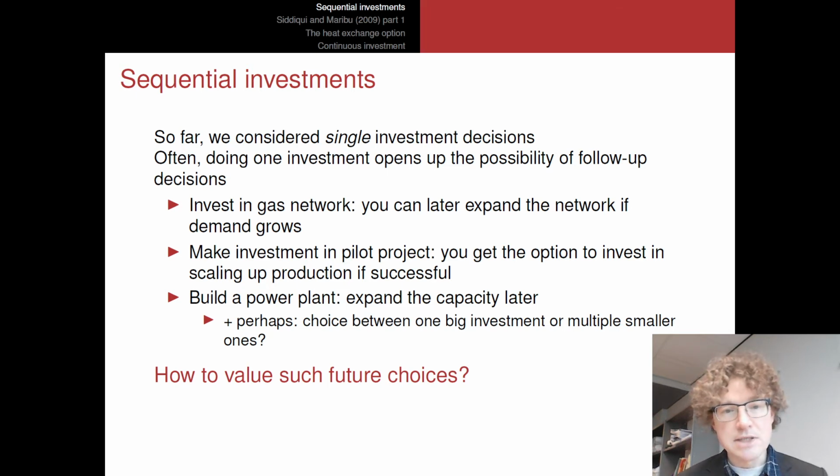And the idea is that we want to value these choices. So choices typically are valuable, and because they are valuable, they're also going to have to be taken into account in making the investment decision in the first place. So what we want to do again is we want to value such future choices, and we want to value them again as options, or as real options actually.